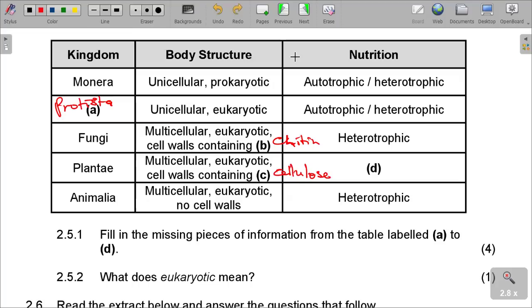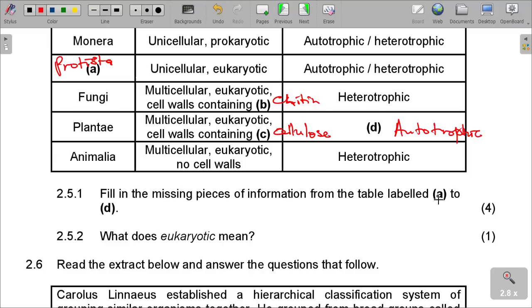And then D, what is the nutrition? What is D? D, these are autotrophic. We are saying the plantae, they are multicellular, and they contain cellulose, and then nutrition, they are autotrophic, and then that is correct, A to D, A, B, C, D.